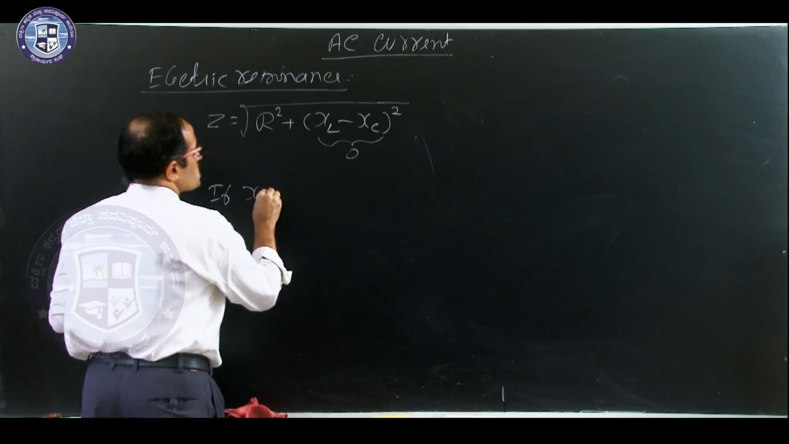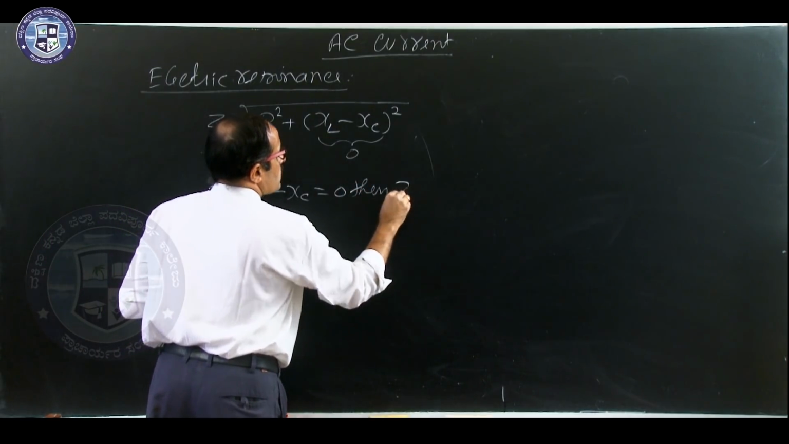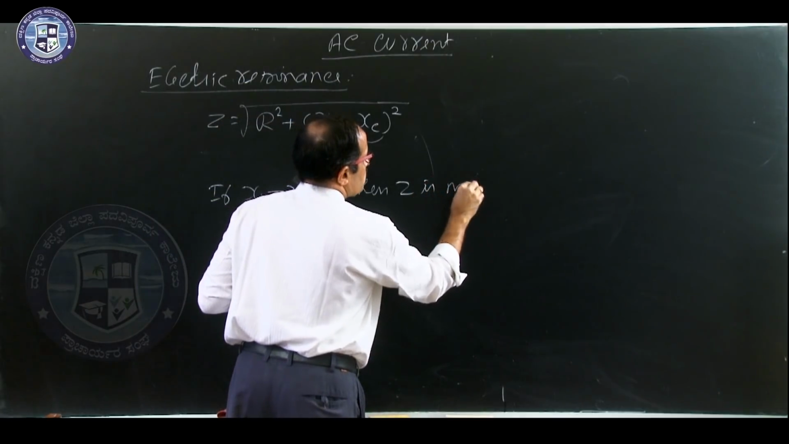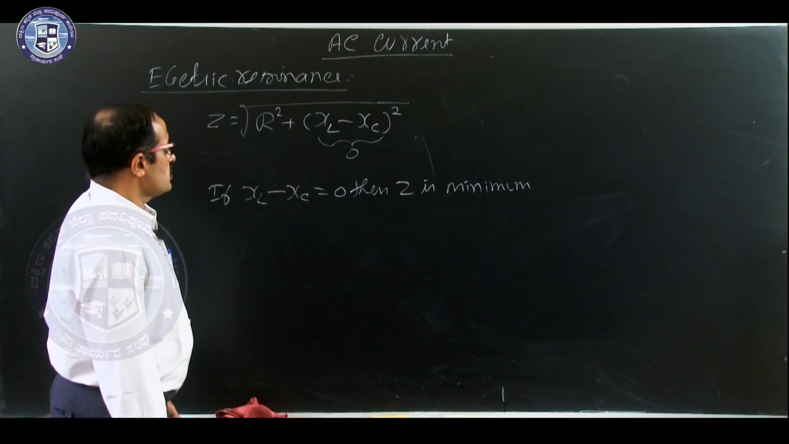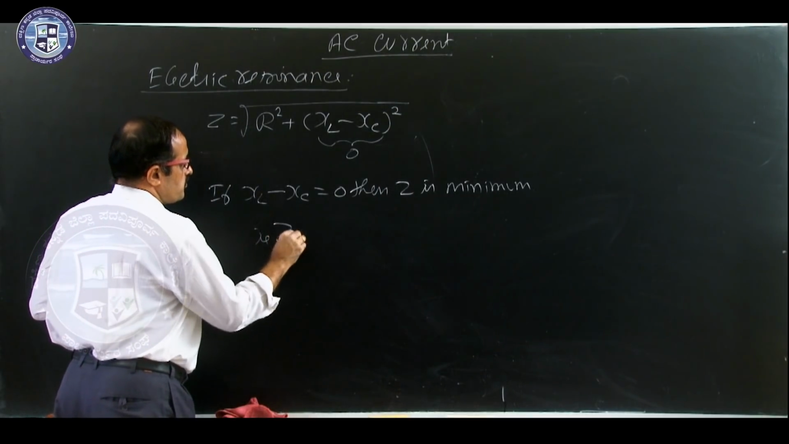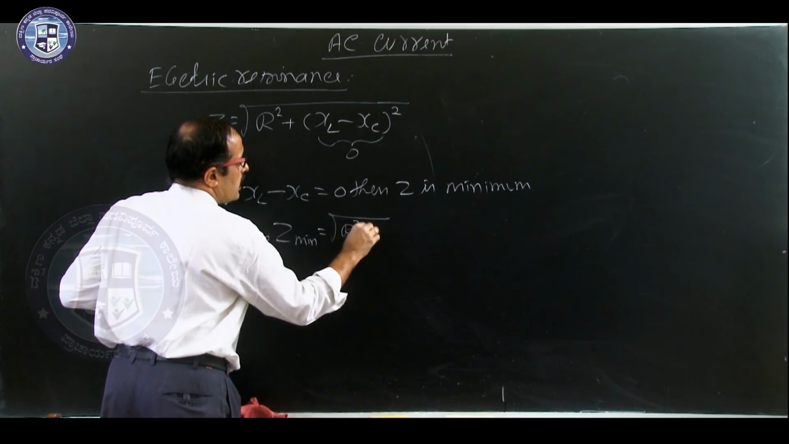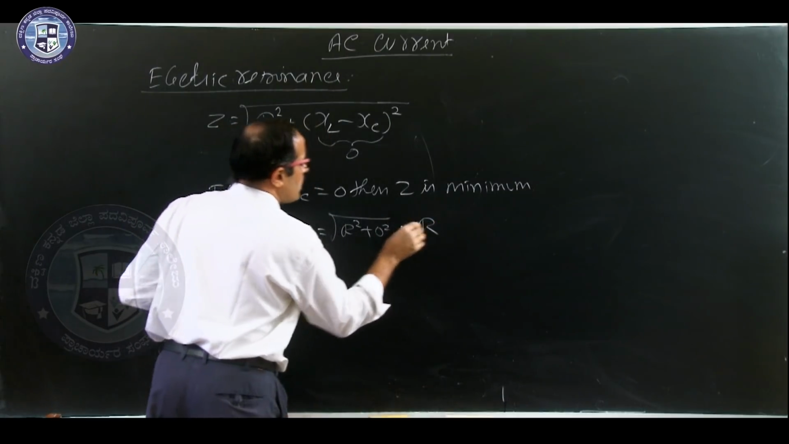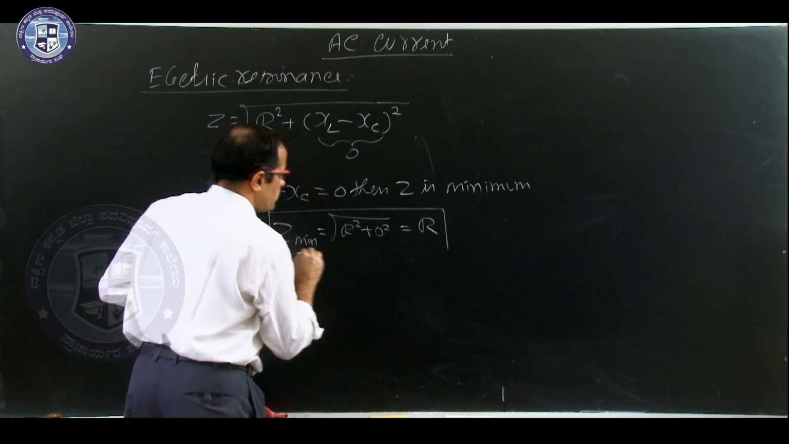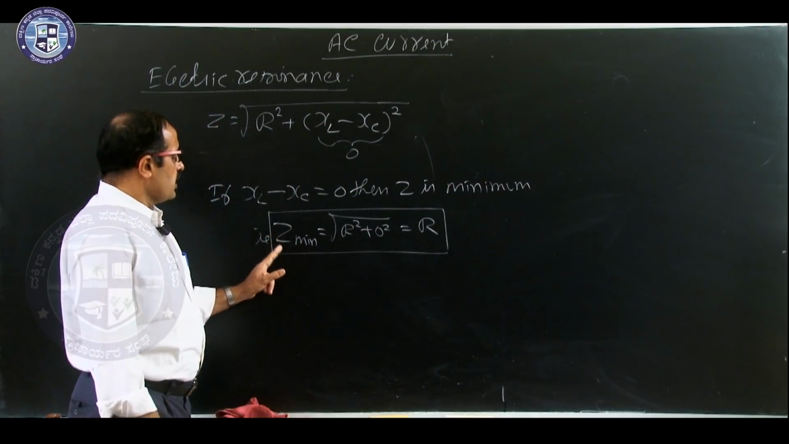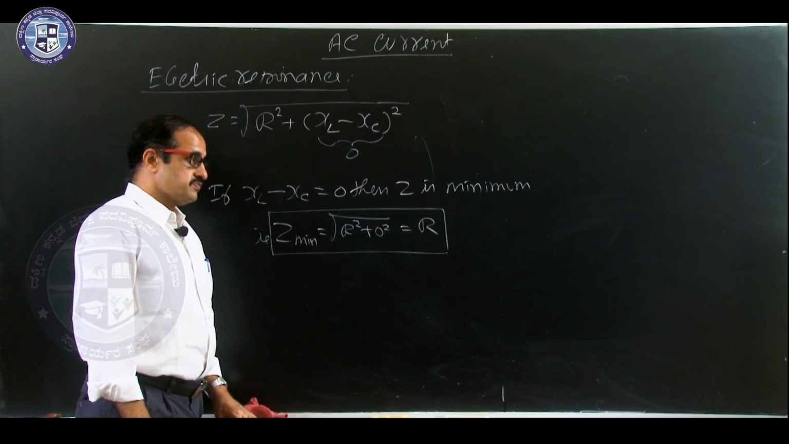Therefore, if this is 0, Z is minimum. So, if XL minus XC is equal to 0, then Z is minimum. That is, Z minimum is equal to square root of R square plus 0 square, that is R. The circuit acts as a resistance circuit, because see here, impedance is equal to the resistance of the LCR circuit.